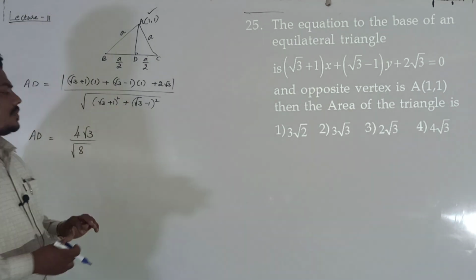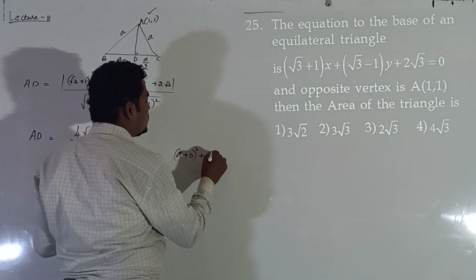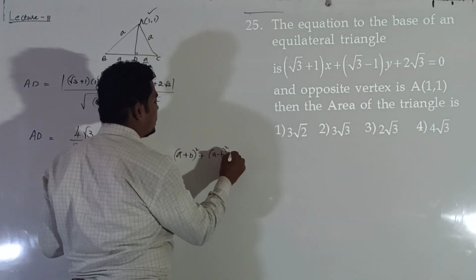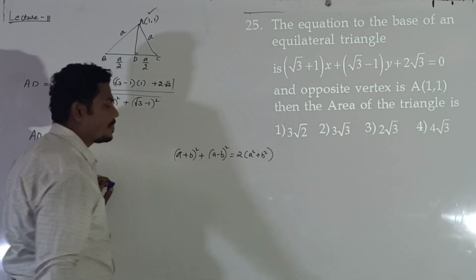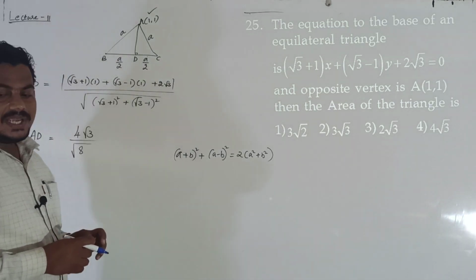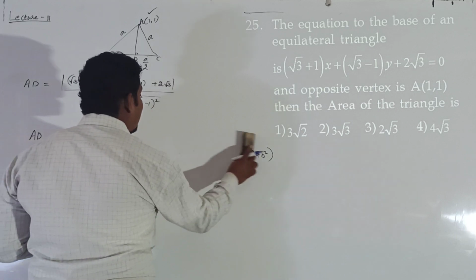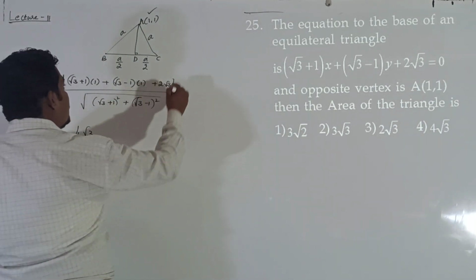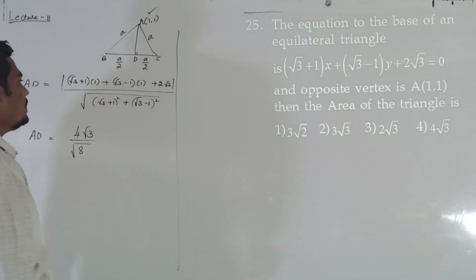2 times a square plus b square: (a plus b) whole square plus (a minus b) whole square is equal to 2 times (a square plus b square), that formula, right? So 2 times (root 3 whole square plus 1 square), that is 2 into 4, which is 8. Now we get the AD distance. It is by using the distance between a point and a line formula. In other words, we can find the AD distance by using the Pythagoras theorem.